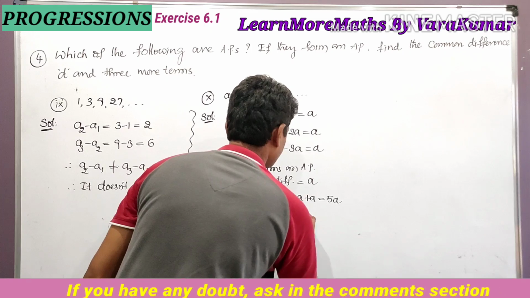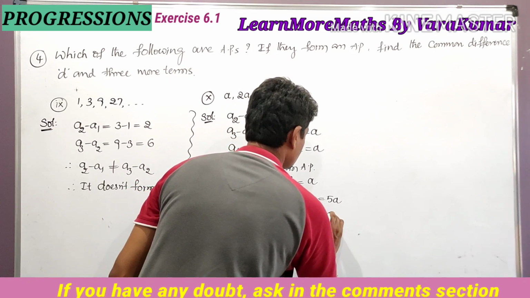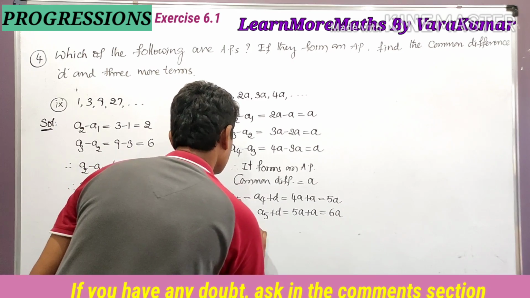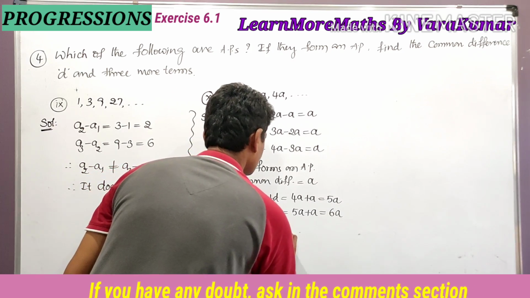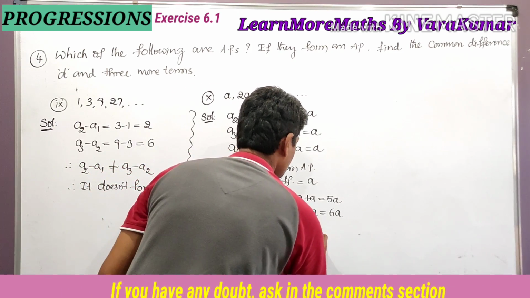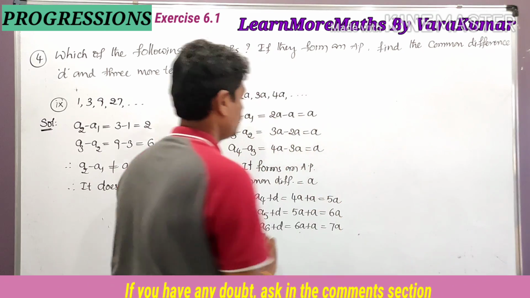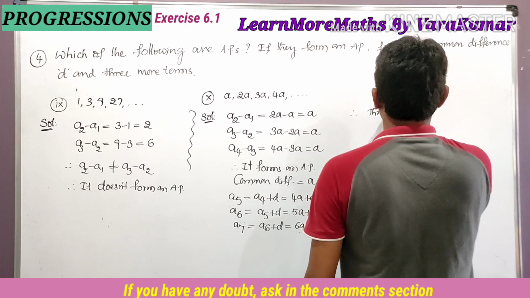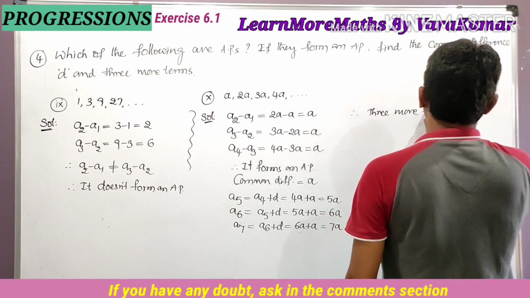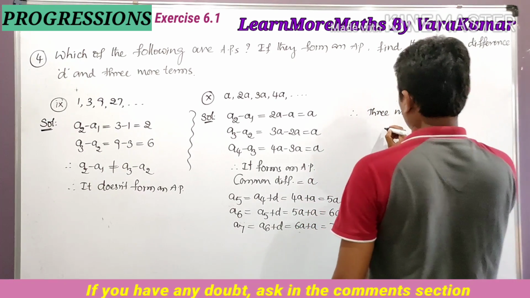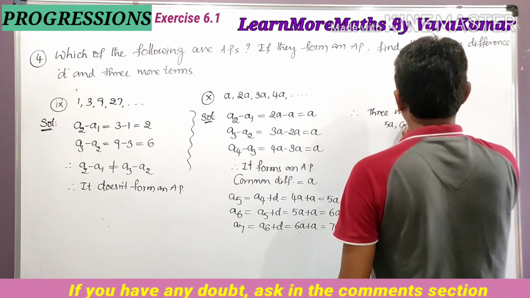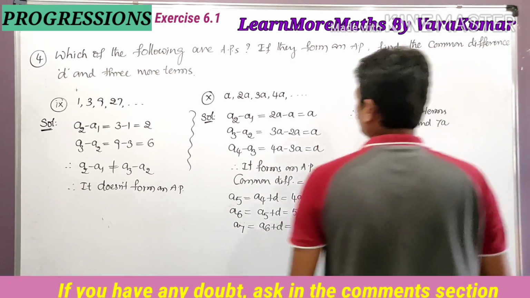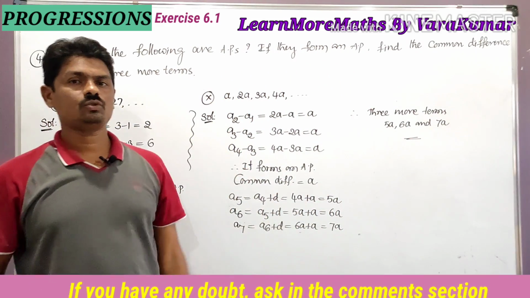A5 is 5A, D is A, 5A plus A is 6A. So next A7 is equal to A6 plus D. A6 is 6A plus A, which is 7A. Therefore the 3 more terms are 5A, 6A and 7A. So these are the 3 more terms in the 10th bit, student.